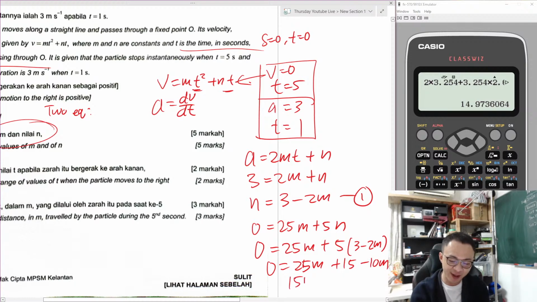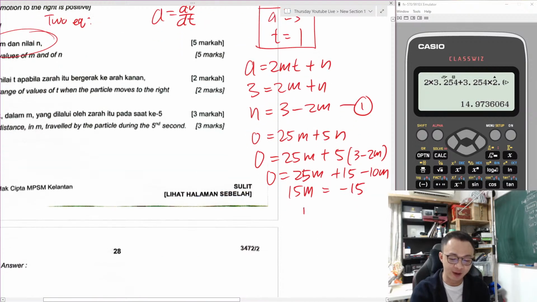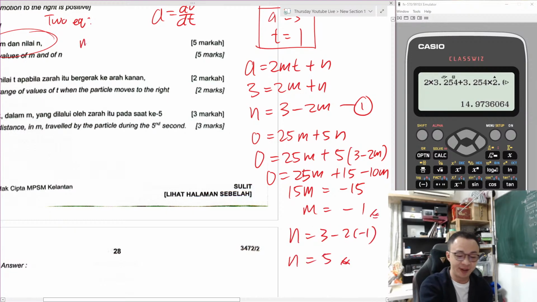Okay, so 15m equals negative 15. M equals negative 1. Then my n will be 3 minus 2, negative 1, so my n is 5. Alright, I got my m equals negative 1 and my n equals 5. Normally, after I get it, I always substitute back into my equation.